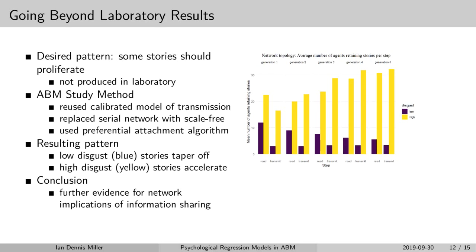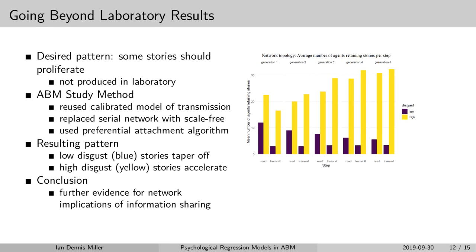As I said earlier, the pattern of behavior that I wanted to see was that the disgusting stories should not die out over time. They should proliferate. That was not the result that was produced in the laboratory, but that is what we see in the real world. The general method I used was to take the model that I had just calibrated and transplant it into a new environment. I swapped out the serial reproduction network and replaced it with a scale-free network that I built using a preferential attachment algorithm. This new environment changed the network topology that connected all the agents.